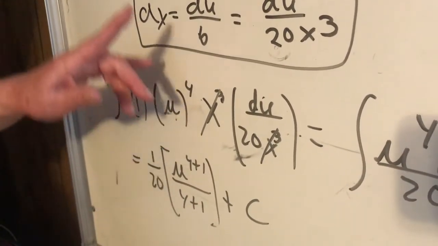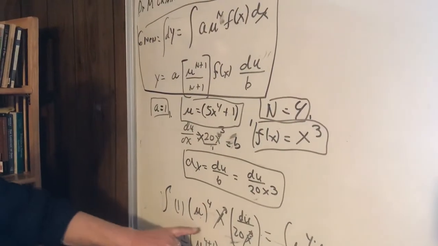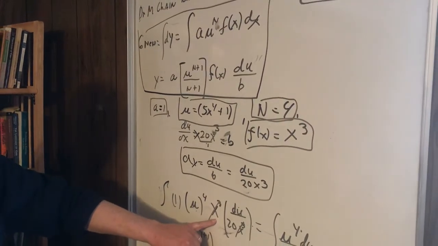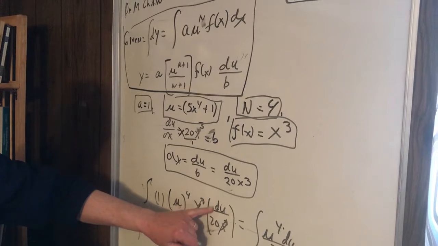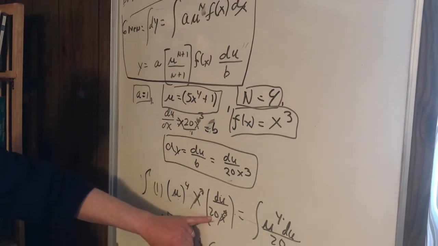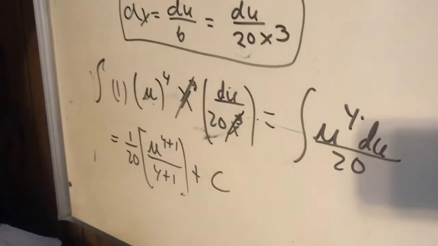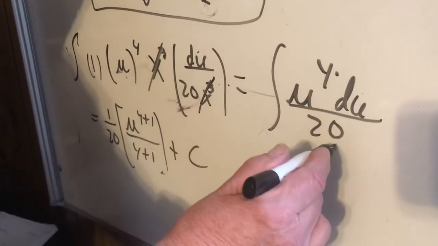Okay, now here's my, well, let's finish this first, which is what did I do? a is 1. u, this is the fourth. f of x is x cubed, that's there. Now dx becomes du over b, which is 20x cubed. Notice the x cubed terms cancel. So now I'm left with u to the 4 du over 20.